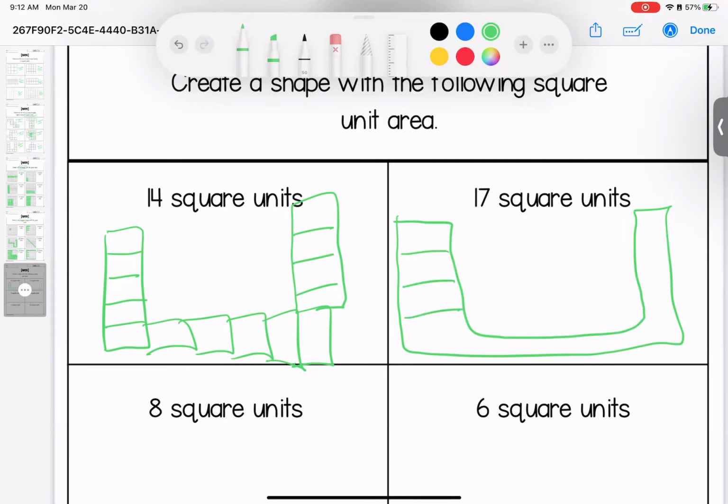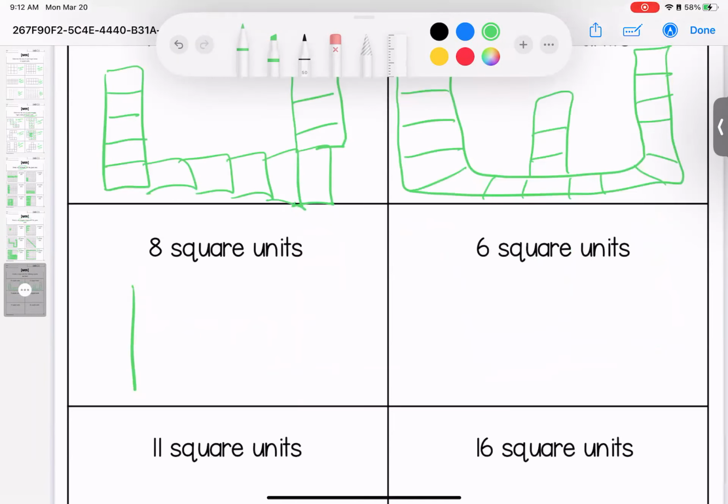This one, I'm going to do a big U as well. 1, 2, 3, 4, 5, 6, 7, 8, 9, 10, 11, 12, 13, 14. I need 2 more. 15, 16, 17. 3 more. There we go. All right, 8 square units.